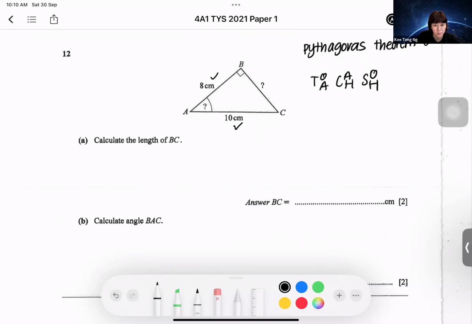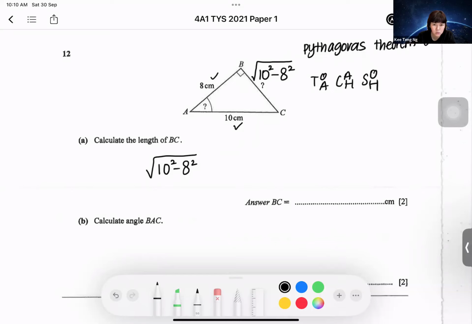What minus what? We take 10 square, remember, minus the 8 square, and then after that, we must take square root. So for Pythagoras theorem, length of BC, take 10 square minus 8 square. Okay, why is it not plus? Because it's not the hypotenuse. Only the hypotenuse, the longer side, you add them.